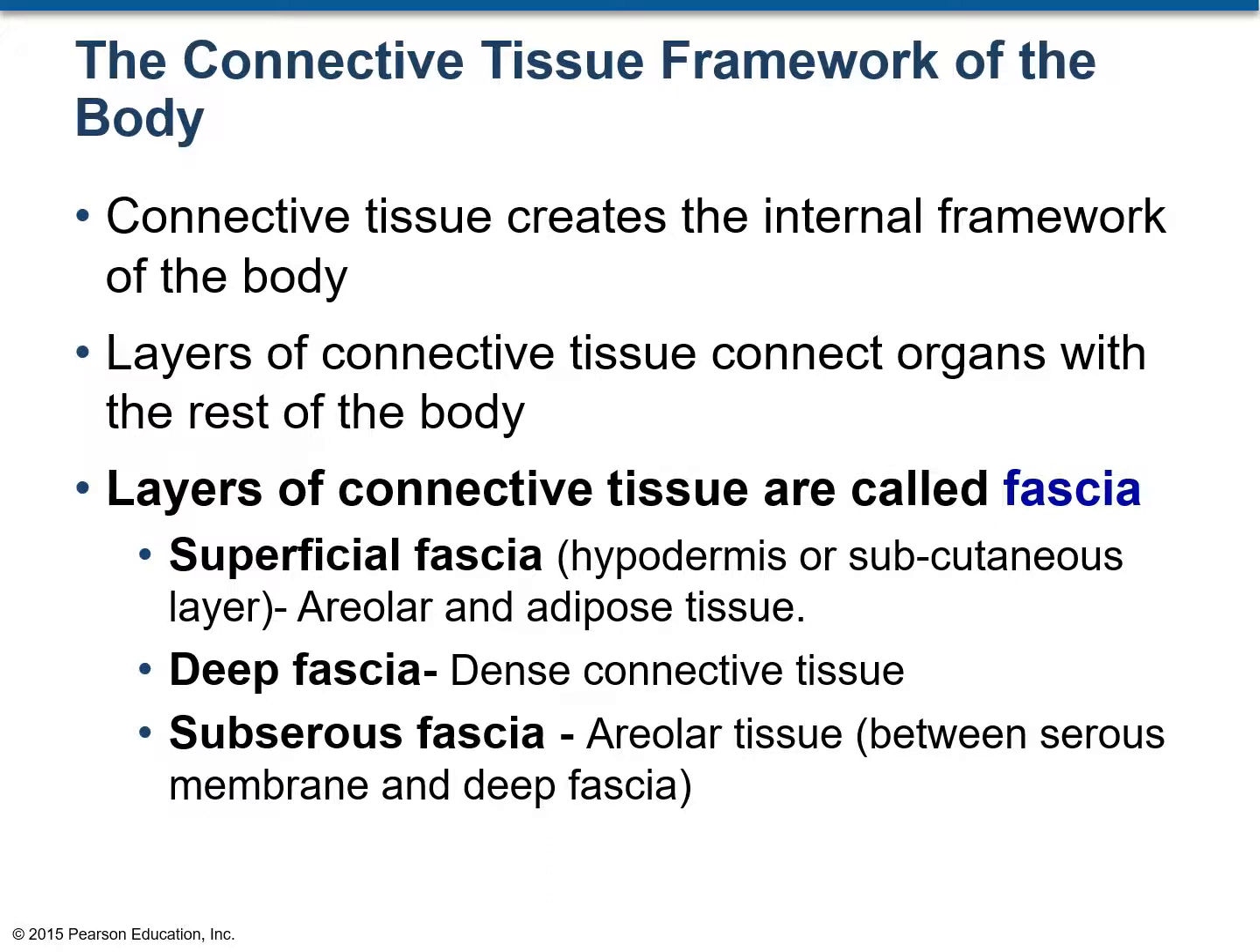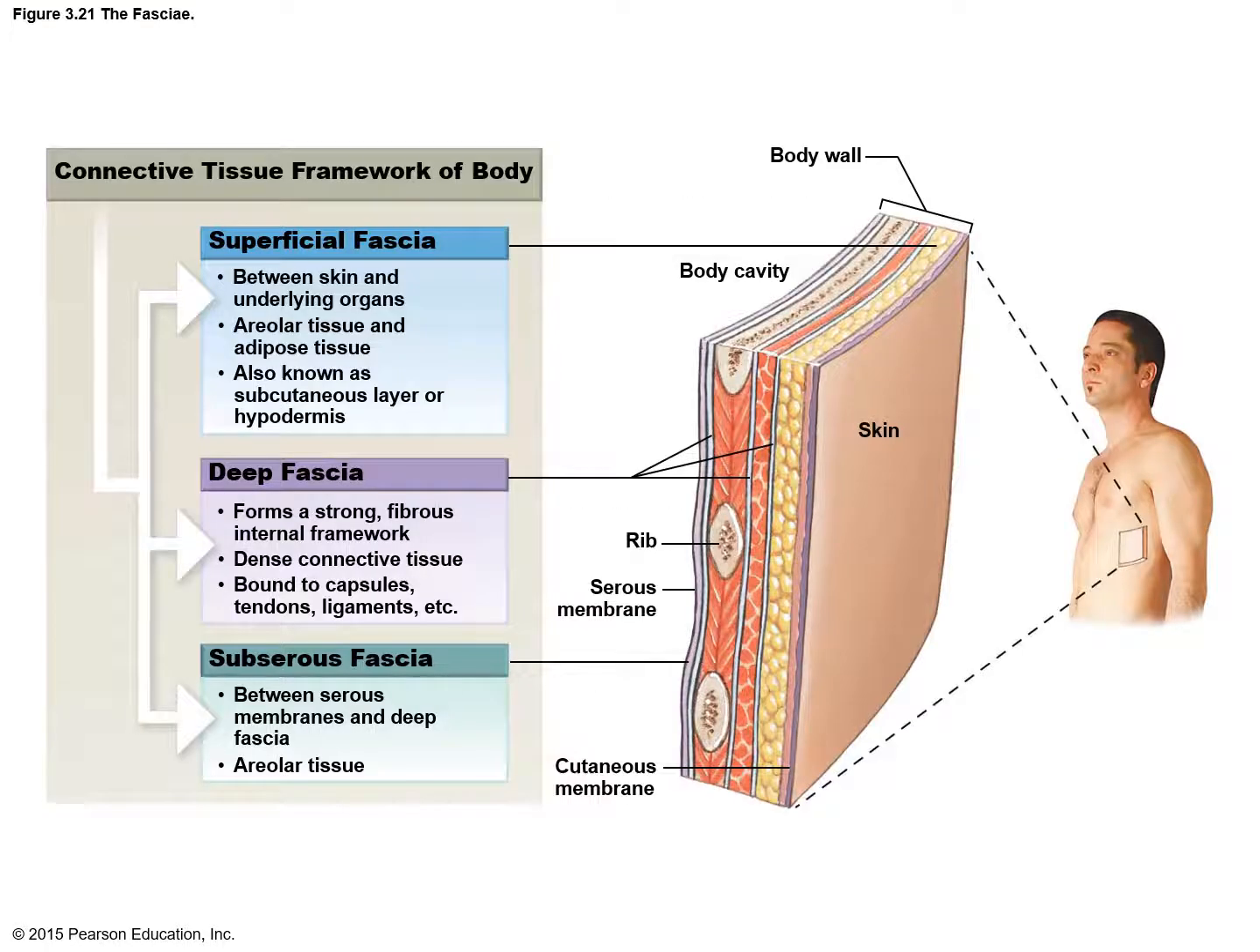Then going deep, the next layer is deep fascia, and it is usually made up of dense connective tissue, while the deepest layer would be the subserous fascia, and this is made up of areolar tissue. This is present between the serous membrane and the deep fascia. This figure illustrates the connective tissue framework from superficial to deep.